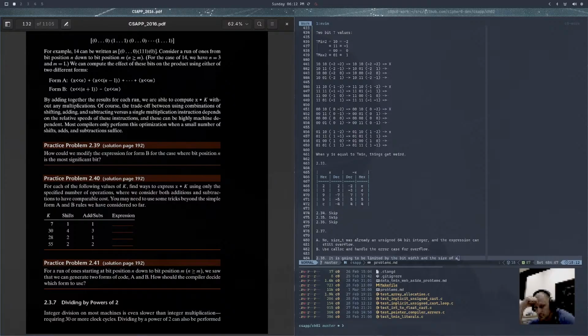The trade-off between using combinations of shifting, adding, and subtracting versus a single multiplication instruction depends on the relative speed of these instructions, and these can be highly machine dependent. Most compilers only perform this optimization when a small number of shifts, adds, and subtractions suffice. I think I should highlight the use of LEA.